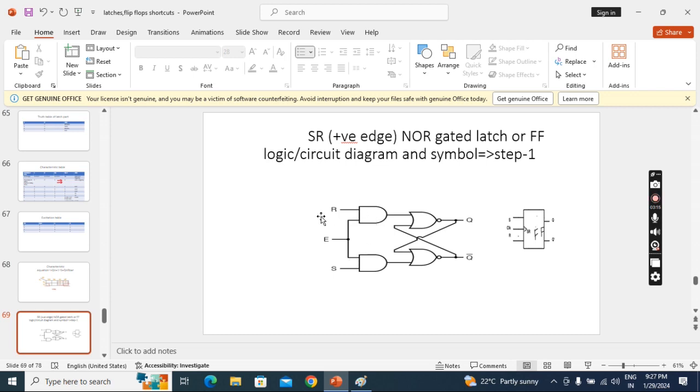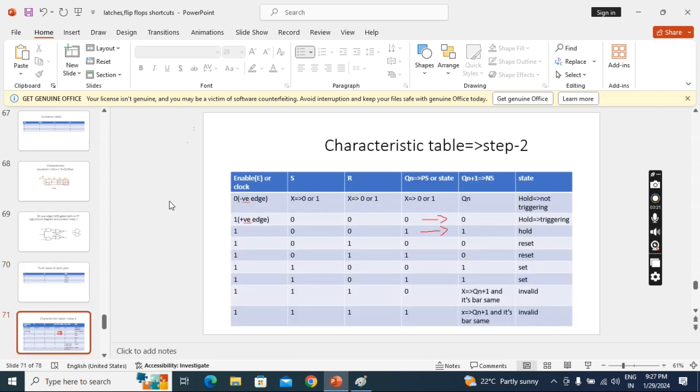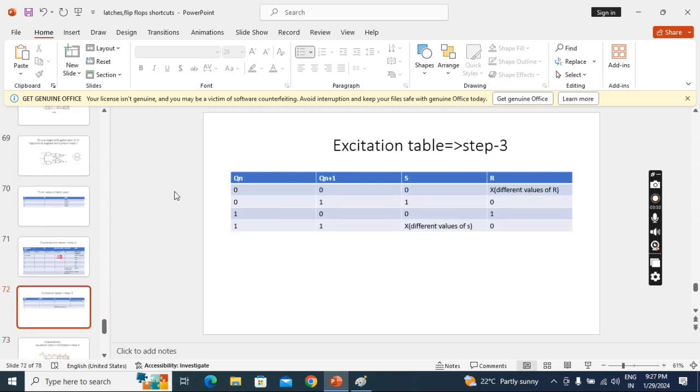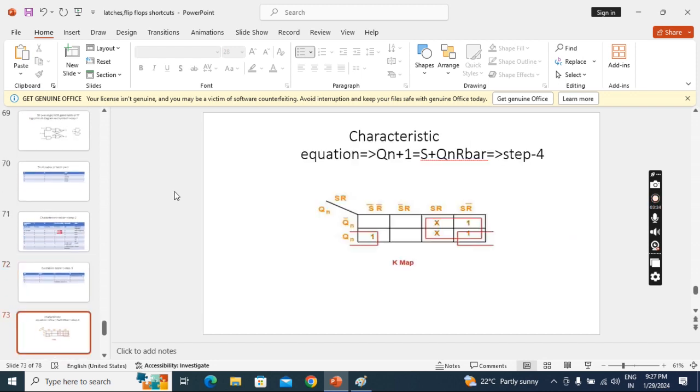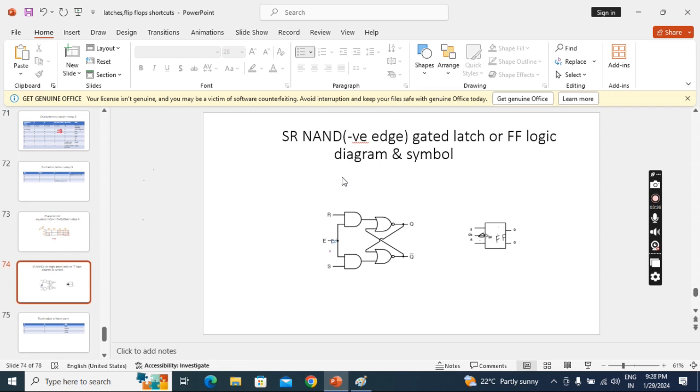So this diagram changes. Here the triangle will come. This is the latch part truth table. This is the same as whatever we did with the positive level NAND. This is also same. This is also same. Now with negative edge with the NOR.